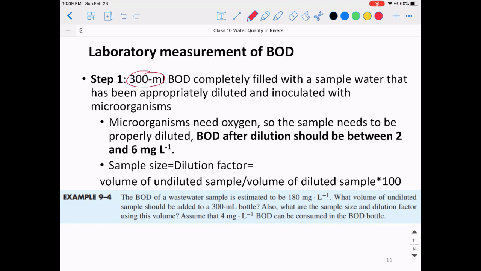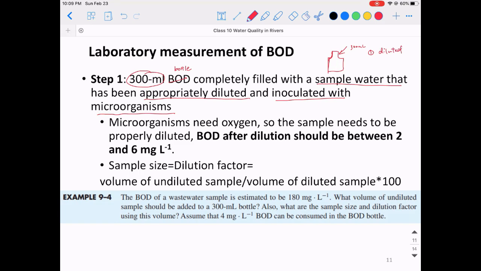So the first step is to use this 300 milliliter bottle. It's not a BOD bottle, it's a 300 milliliter bottle that's completely filled with sample water. The sample water has to be appropriately diluted and also inoculated with microorganisms. So there are 2 sections, okay? For this bottle here, it has to be exactly 300 milliliter because they have to have a standard volume.